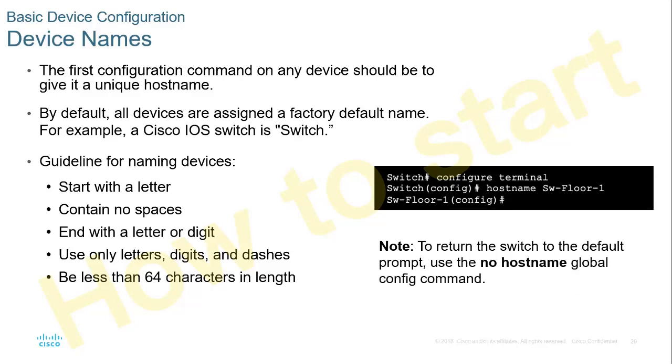The first thing we're going to do is probably name the device, so it's not just called switch or router. We need to give it a meaningful name. When naming devices, the name has to start with a letter, has no spaces, and must end with a letter or a digit. Only letters, digits, and dashes can be present, and it can be between 1 and 64 characters in length.